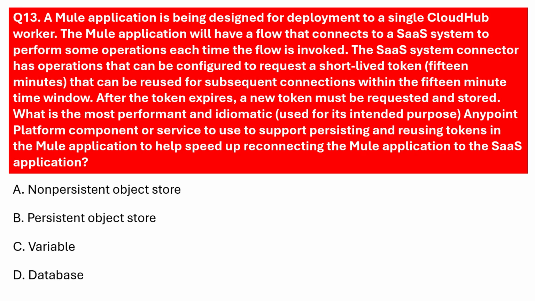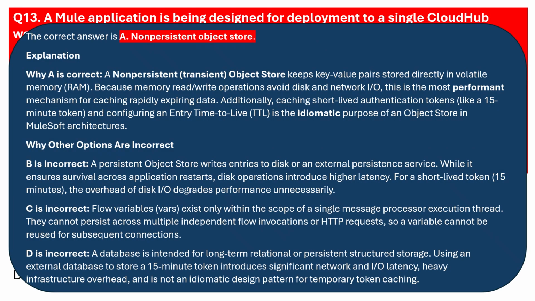Anypoint platform component or service to use to support persisting and reusing tokens in the Mule application to help speed up reconnecting the Mule application to the SaaS application. A. Non-persistent object store. B. Persistent object store. C. Variable. D. Database. The correct answer is A.